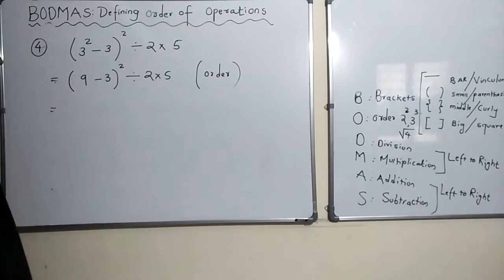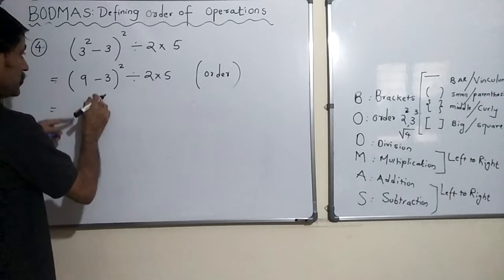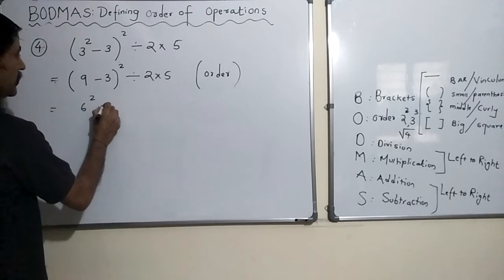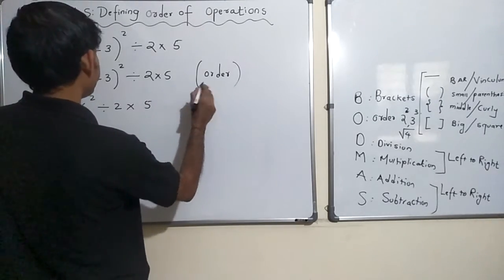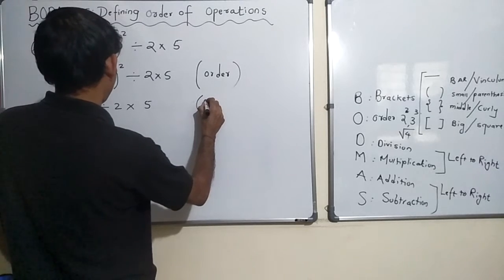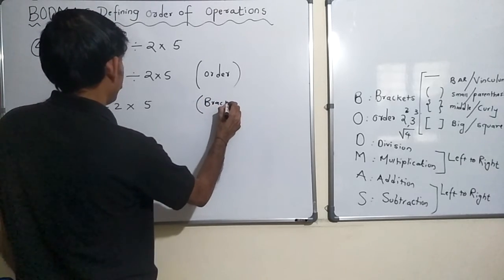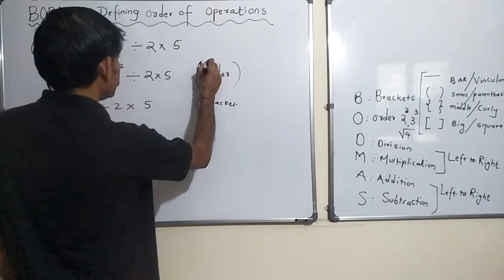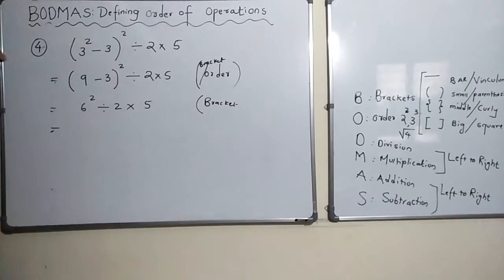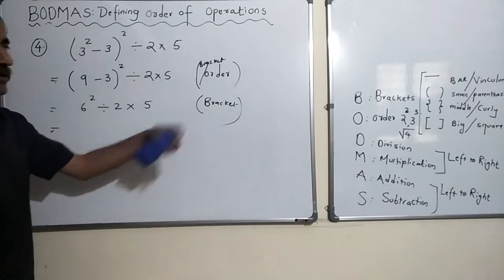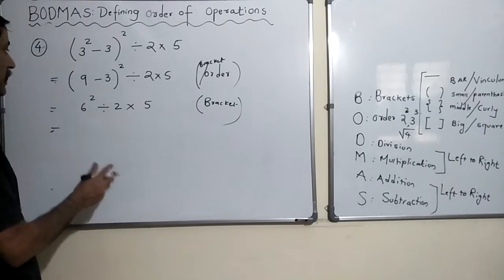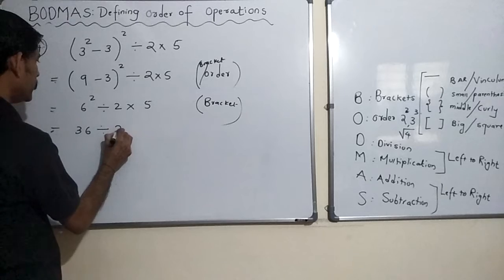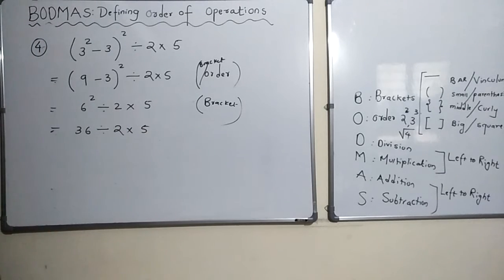Great. So this bracket is still not solved, so I'll just solve this. It becomes 6 square divided by 2 into 5. Okay, I took care of the bracket. So basically it's a part of the bracket, inside that there was an order. I eventually took care of the bracket because there was nothing else inside the bracket, so I just multiplied 6 by itself. So 6 square becomes 36 divided by 2 into 5. Is that right? Okay.